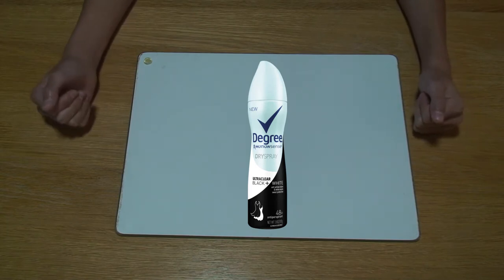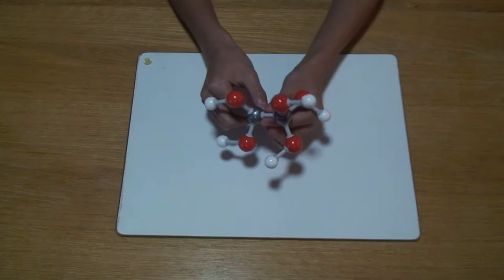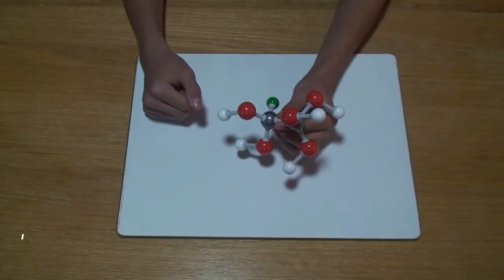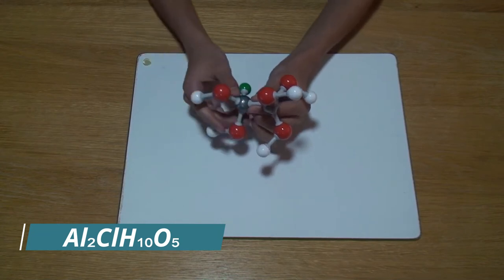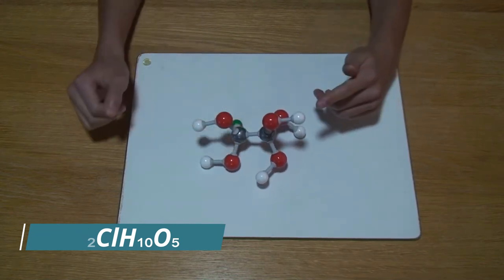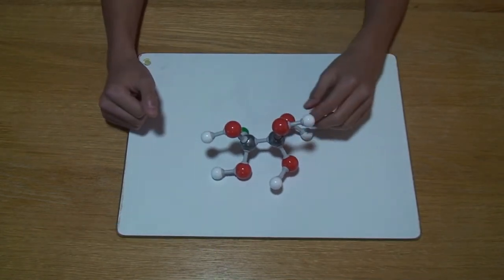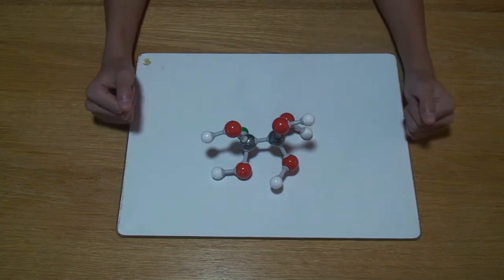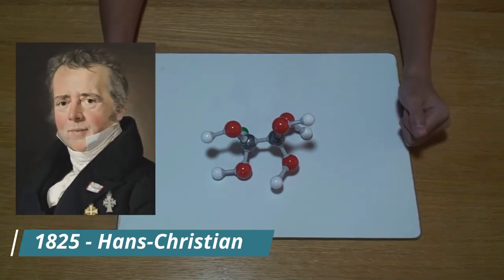and other diseases. So first we have aluminium chlorohydrate, and the chemical formula for it is Al2ClH10O5. And this is the chemical structure of it. We've looked at oxygen, hydrogen and also chlorine before, but we haven't looked at aluminium. Aluminium was discovered in 1825 by Danish chemist Hans Christian Ørsted.